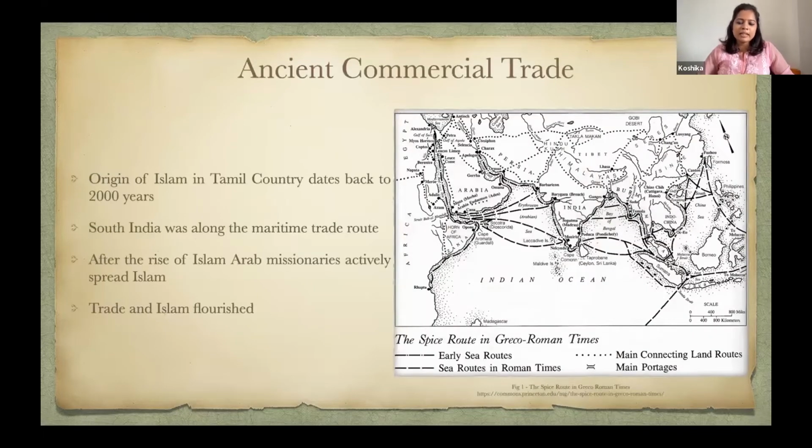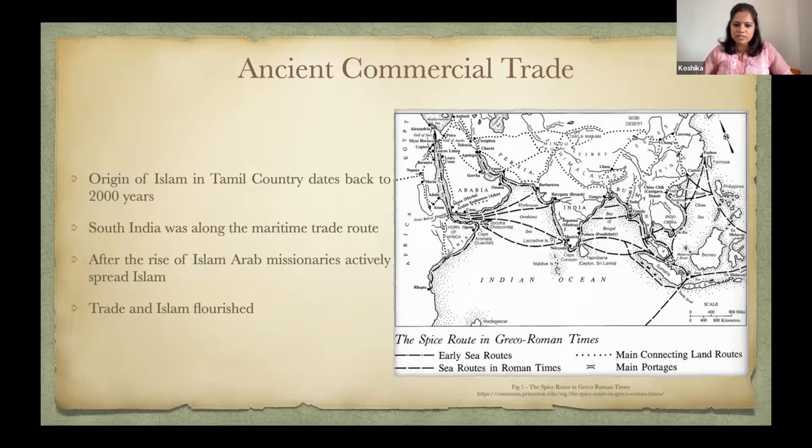It is said that even before the rise of Islam, that is around the 6th century, which dates back around 2000 years, the Arabs and the Tamil people had contact with each other because of trade. The commercial trade was happening around the 1st and the 2nd century, and evidence proves that Arabs and the Tamils had trade contact with each other. Islam rose after the 6th century, when Prophet Muhammad got the message from Angel Gabriel.